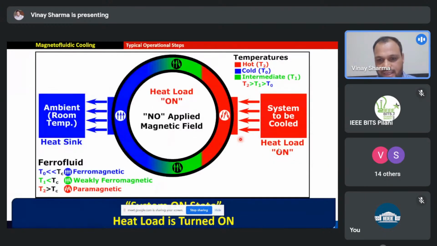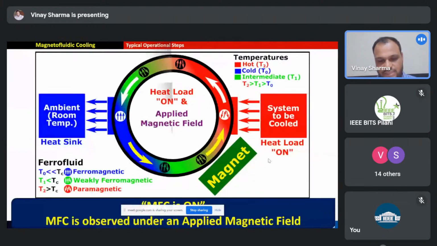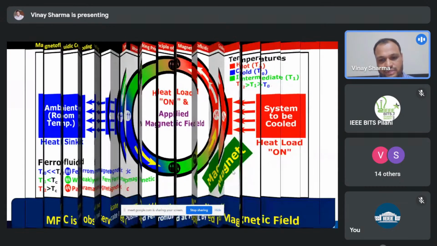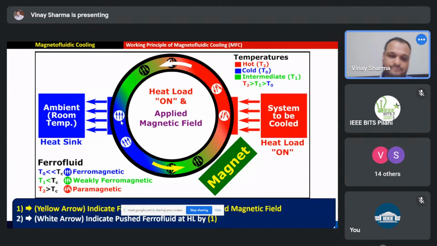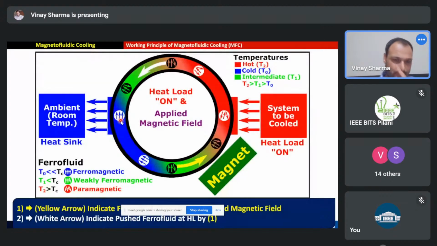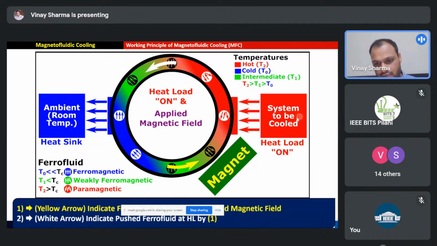Now when we bring a magnet closer to this, this is what happens. When a magnet is brought closer, the fluid will start moving, and once the fluid starts moving, the part where there is a heat load will lose all of its heat and go to the heat sink, where it will convert again to a ferromagnetic material, whereas in this part it remains paramagnetic. So, for example, if your laptop is a heat load, and you put that laptop on top of this cooling device, then all the heat from the laptop will be sucked in, and your laptop will become cool.